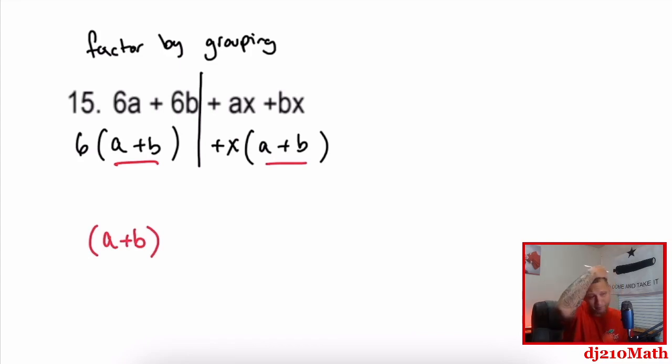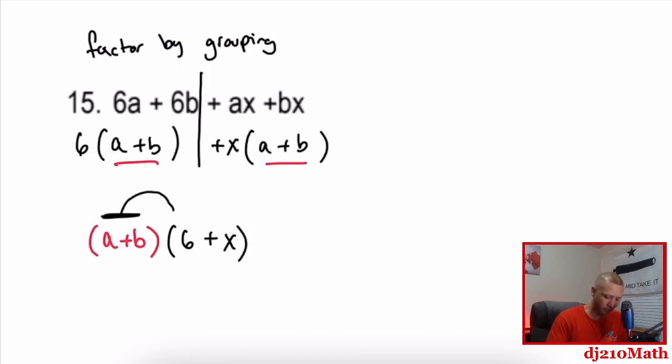Because what's really happening, right, if you think of it as two different terms, the term on the left, 6(a plus b), term on the right, x(a plus b), what's common to both of those? The a plus b part. So that's the part that's getting factored out. I'm factoring out an a plus b from both of those. So then what's left behind? A 6 plus x. Right, if I take this whole a plus b and I distribute it, I'm going to get 6(a plus b), then I'm going to get x(a plus b).